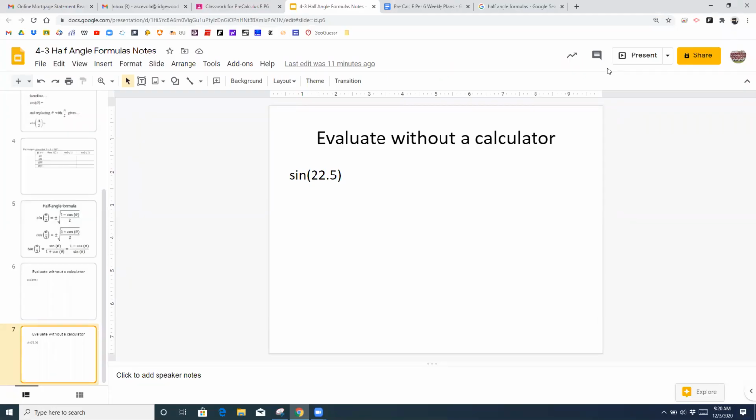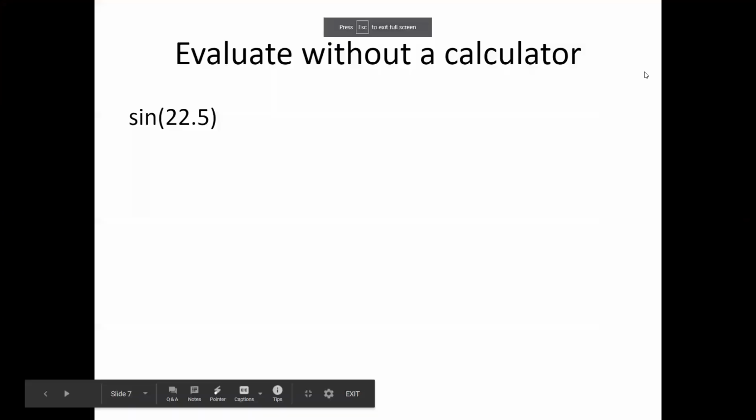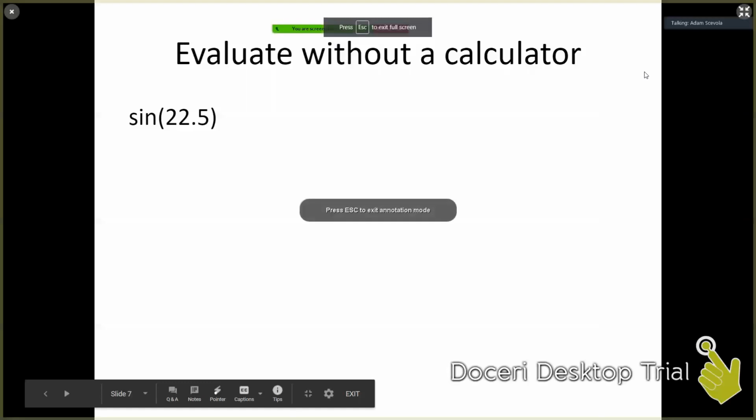Oh, I see a chat. 45 over 2. Beautiful. Let's do it. Wow, someone else said something. 45 over 2. Very nice. I love the enthusiasm. So yes, this is a time where you would use the half angle formula, because it's 22.5, which is half of an angle that we could evaluate without a calculator.